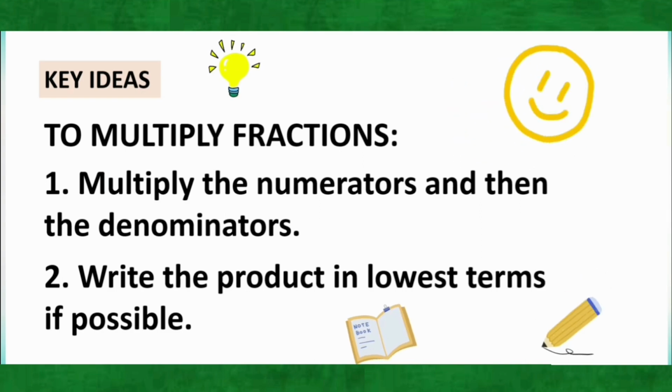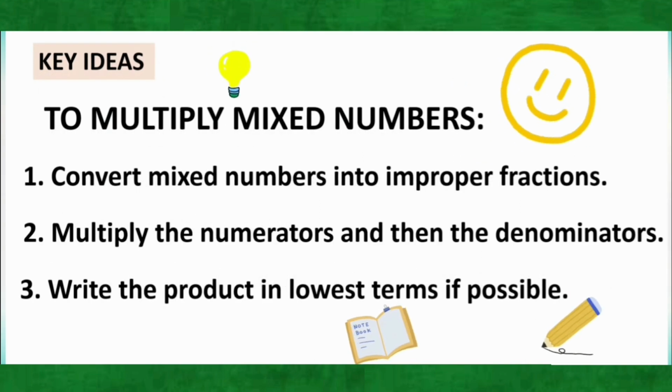To multiply mixed numbers, convert mixed numbers into improper fractions. Multiply the numerators and then the denominators. Write the product in lowest terms if possible.